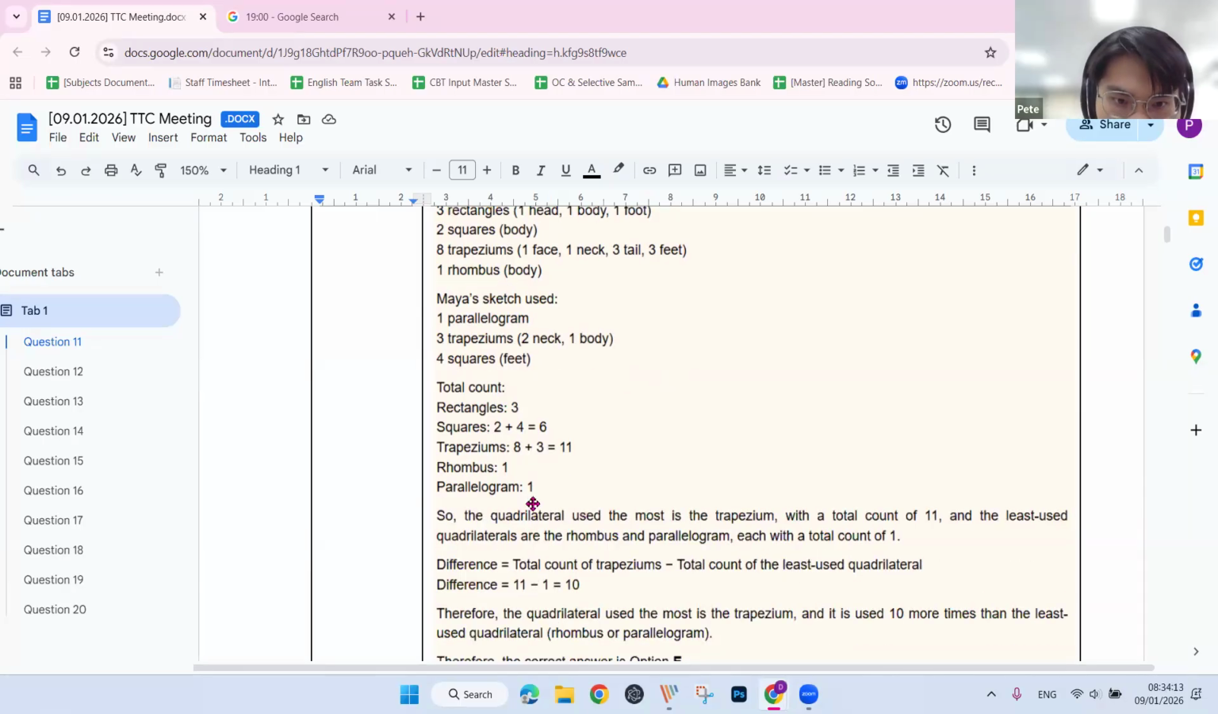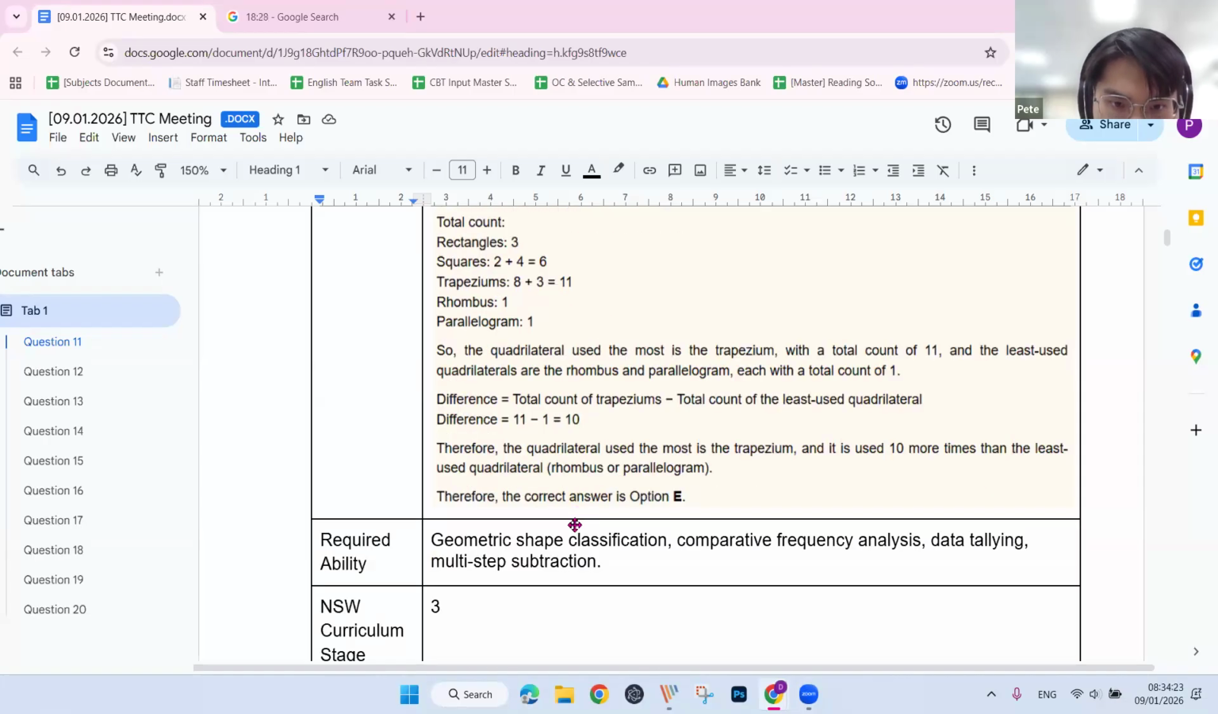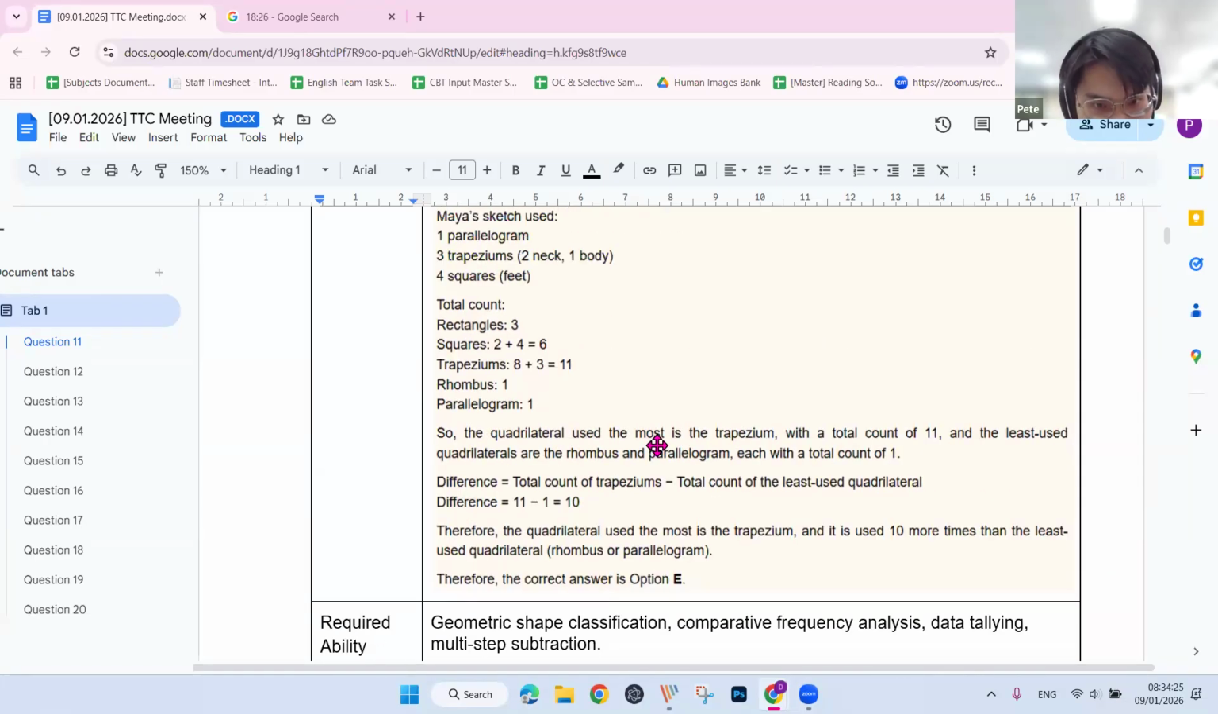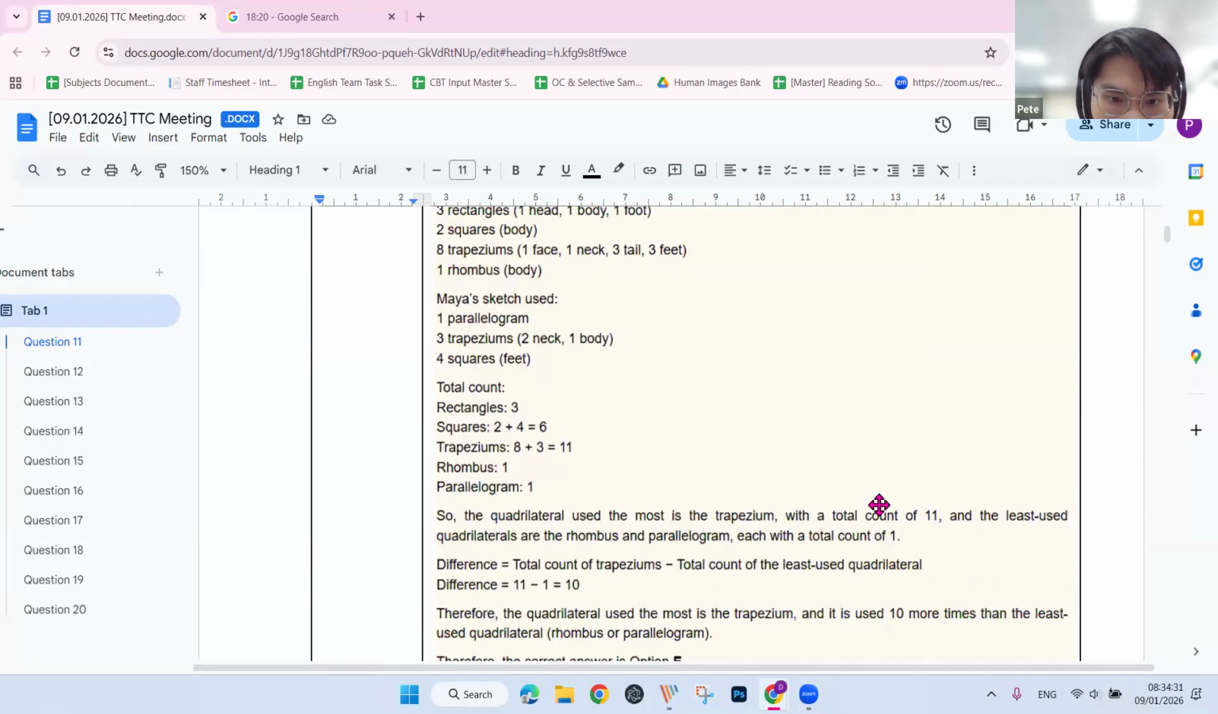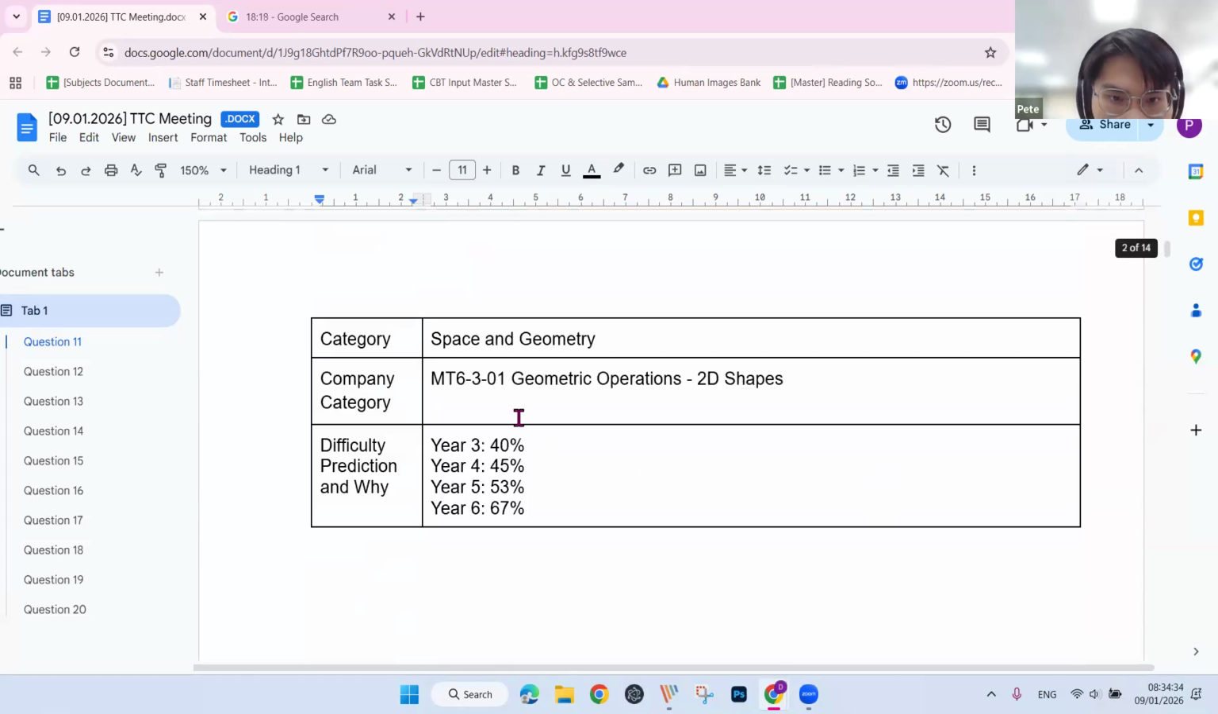So you can see that the trapezium is the most used shape, compared with the least used shapes, rhombus and parallelogram. So the difference is 11 minus 1, which is 10. So the correct answer is option E. The category is MT6 3001 geometric operations, 3D to 2D shapes.